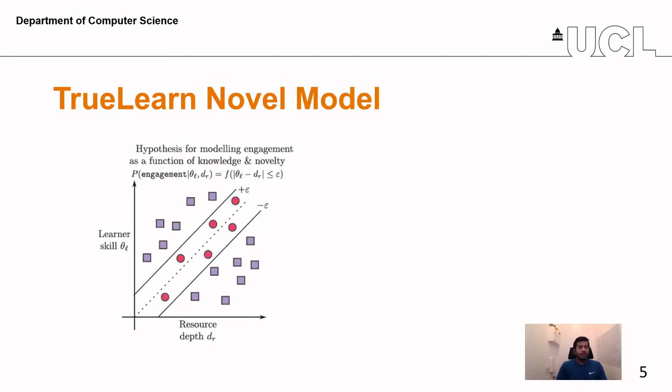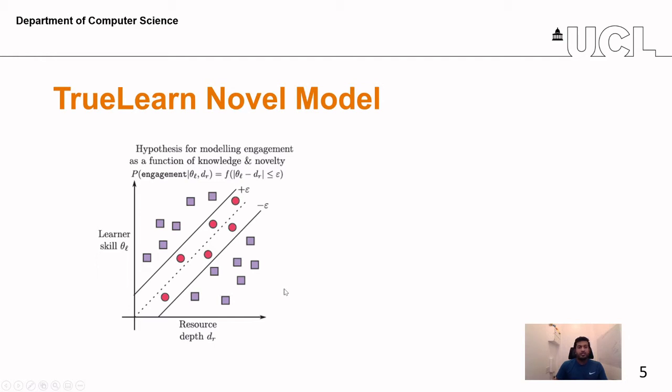This figure demonstrates the assumptions that are portrayed by the TrueLearn novel probabilistic graphical model. When a learner L interacts with a resource R, we assume that the learner L possesses a certain degree of skill, which is theta L, and a resource presents a certain complexity or a topic depth, which is dr. And for the learner to interact successfully with the educational video, the learner's skill and the topic depth should align in a certain way.